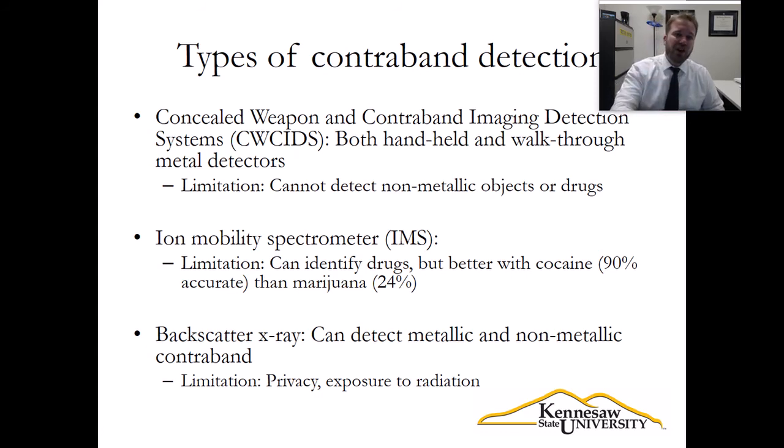So one of the things that you look at is concealed weapons and trying to find contraband within prisons and jails. And so there are different types of those. There's concealed weapon and contraband imaging detection devices. And so there's both handheld and walk-through metal detectors. Some of you have probably been through some of these things.